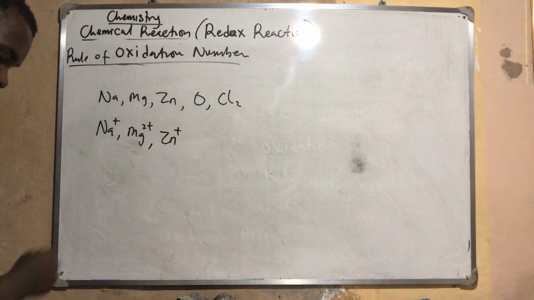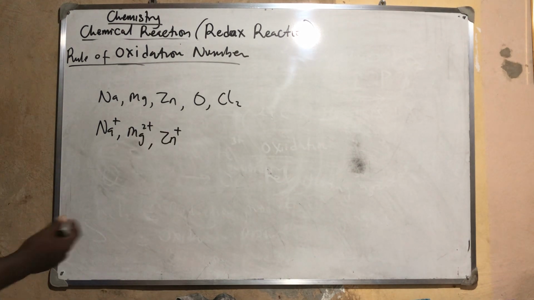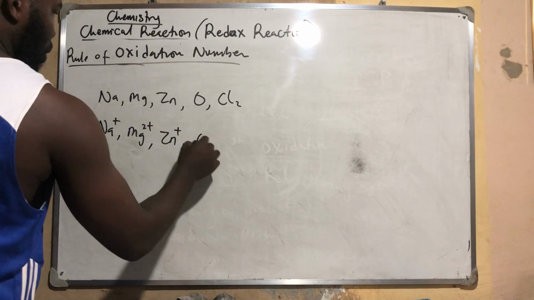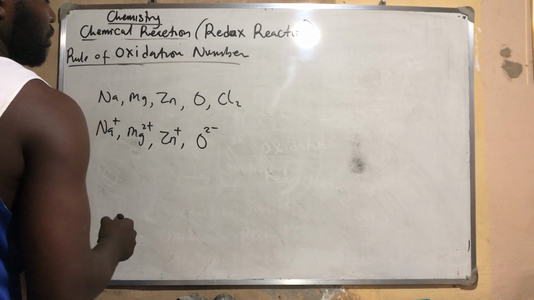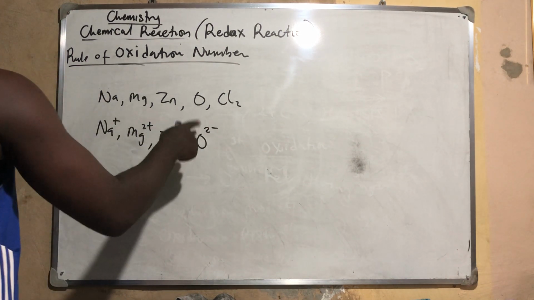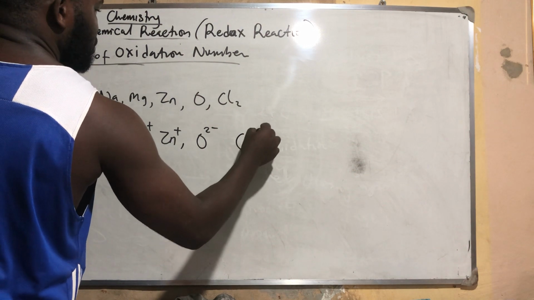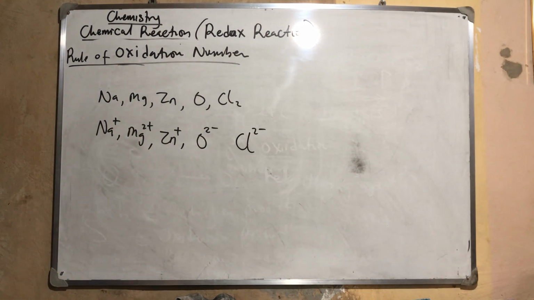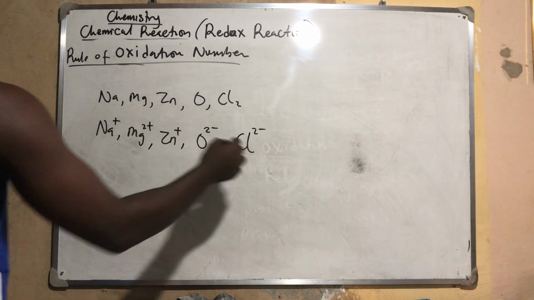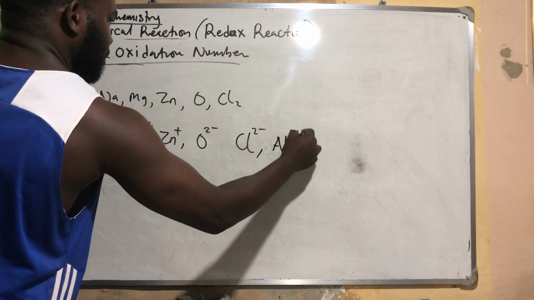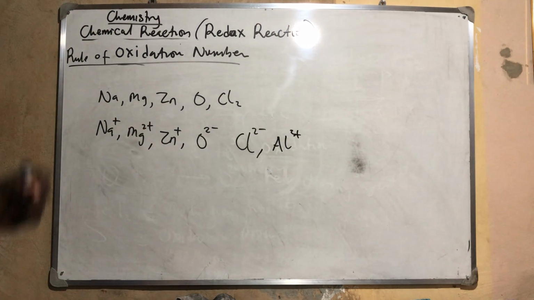Zn, the zinc there, is plus... okay, 1. Then O2-, what does it mean? The oxidation number is -2. And then Cl2-, the oxidation number is equally -2. Al3+, the oxidation number there is +3, and so on and so forth.